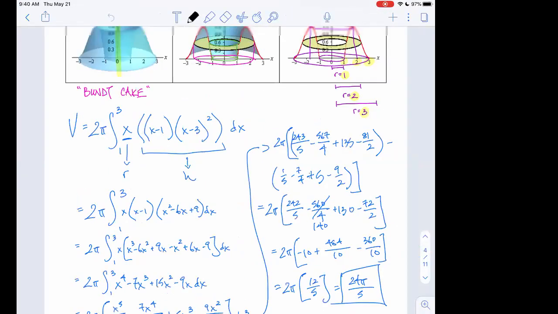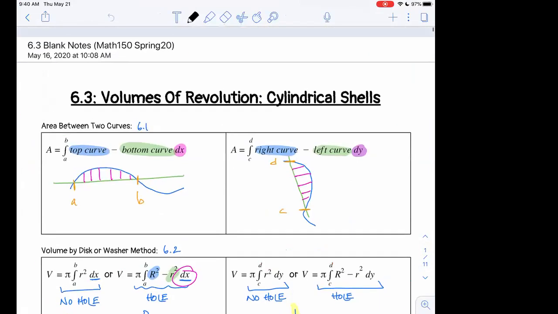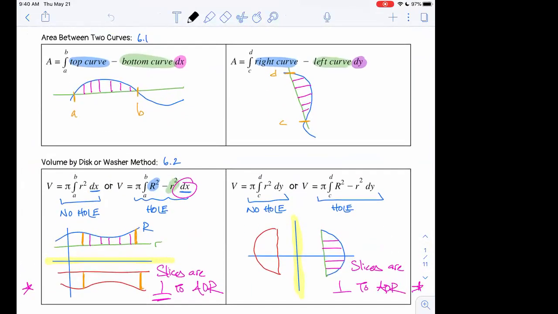All right, so last time, where were we? Last time we did a little bit of a review in terms of chapter 6. So we talked about area between curves and how to find that. We set up some diagrams to help keep us aware of when we should use which method. We did something similar for 6.2 where we looked at volume by disk or washer method, okay?